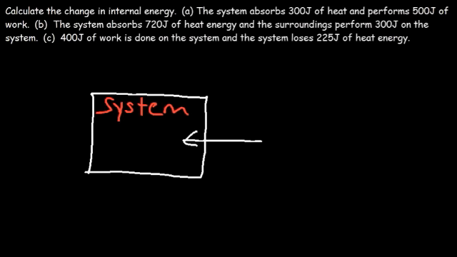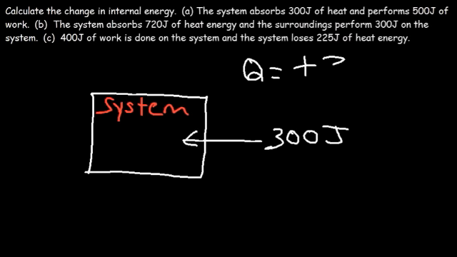Now 300 joules of energy enters the system. That means the internal energy should go up by 300. And also, the system performs 500 joules of work. Because heat is flowing into the system, we know Q is positive 300. If work is done by the system, that means the work is positive.